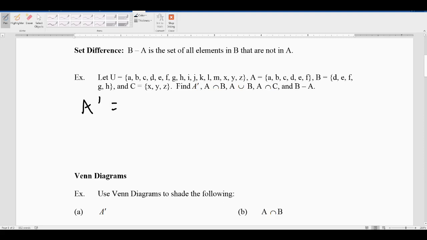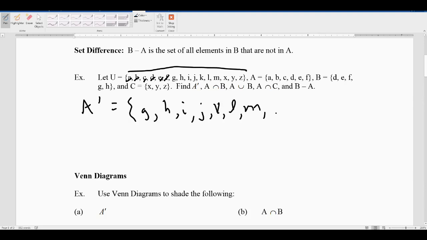You're looking at the universal set, all these right here. And then what you're going to do is find A prime. Well, A is all these: the A, the B, the C, the D, the E, and the F. That's what the A prime means. It's not A. So whatever is not A is in the A prime. And what's not A is G, H, I, J, K, L, M, X, Y, and Z. That's called A prime.